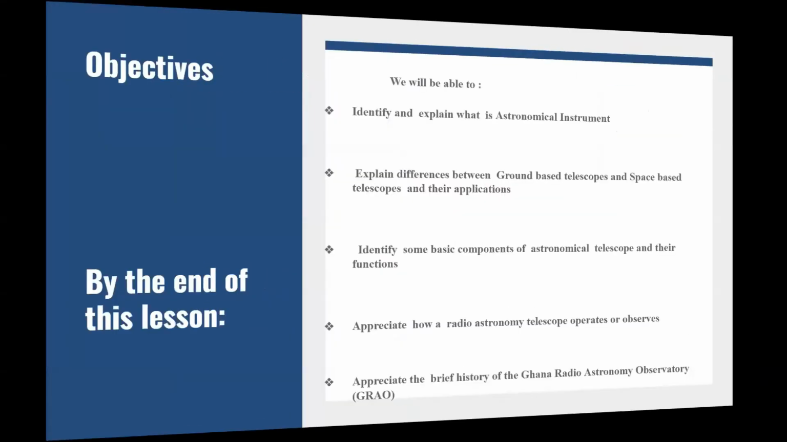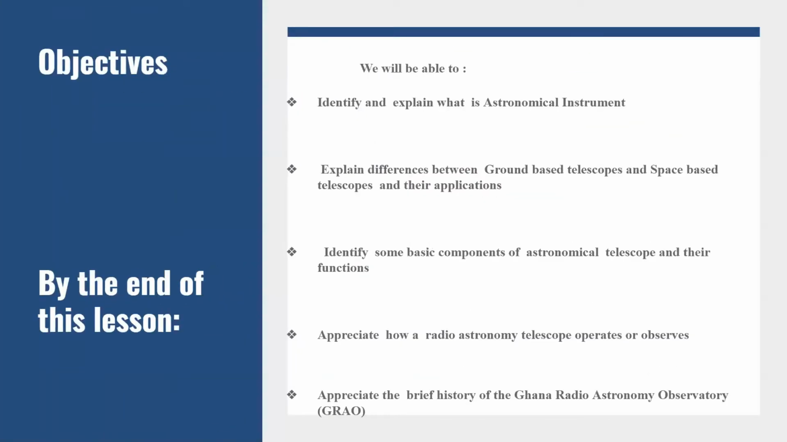So by the end of this lesson, we will be able to identify and explain what is an astronomical instrument. We will also be able to explain the differences between ground-based telescopes and space-based telescopes and their applications. We will also identify some basic components of astronomical telescopes and their functions.